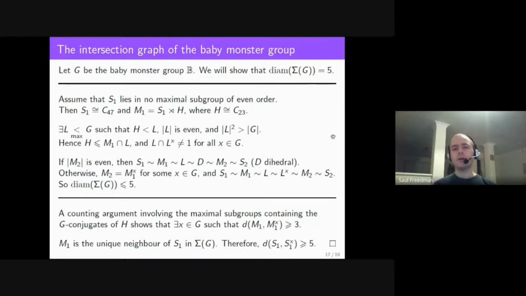And so, in fact, we can use a similar argument to show that the diameter of the intersection graph of PSU 7,2 is equal to 5.